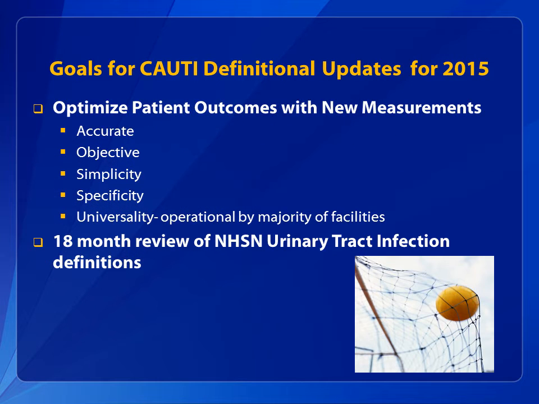The goal of updating definitions is to optimize patient outcomes by producing a measure that accurately identifies most patients with UTI and accurately reflects the effects of prevention activities. The definitions are objective to facilitate consistent data collection by users and should be operational by the majority of facilities. The entire process for reviewing and adapting definitions took over 18 months and included subject matter experts from a variety of roles and facility types.